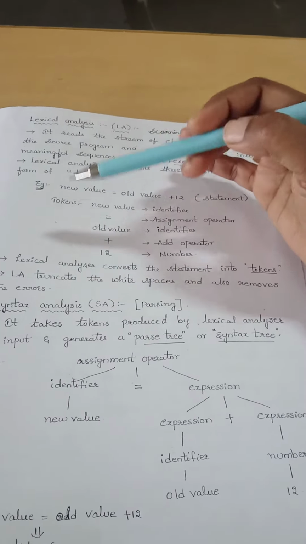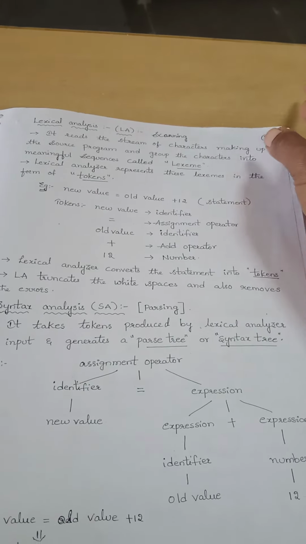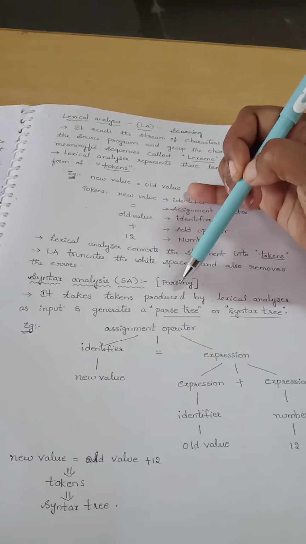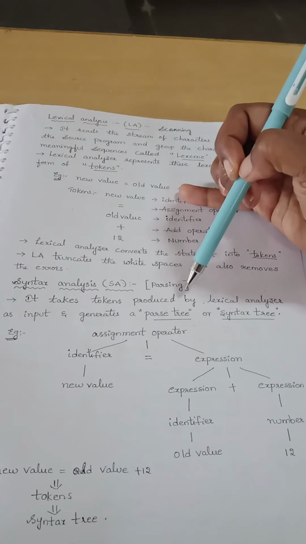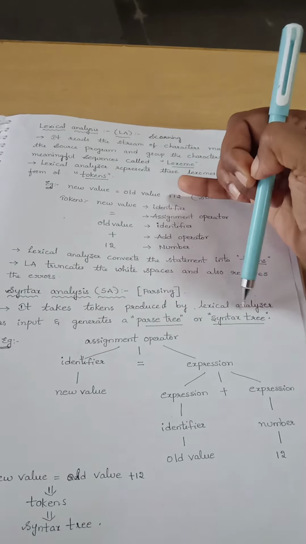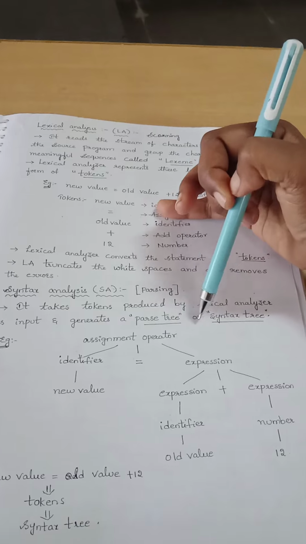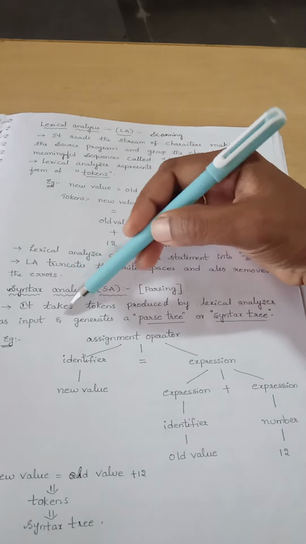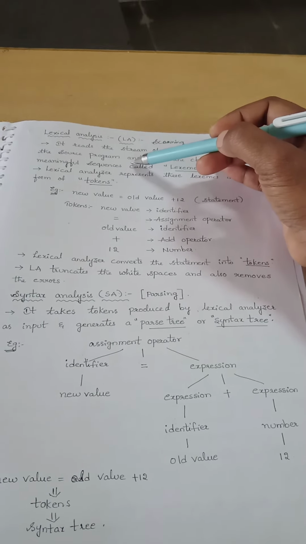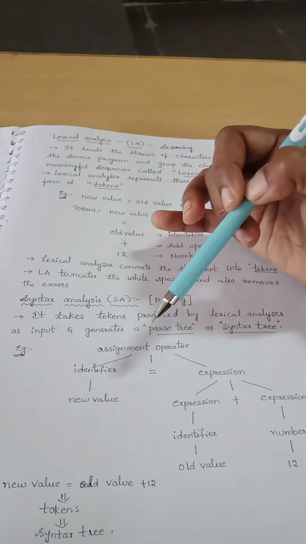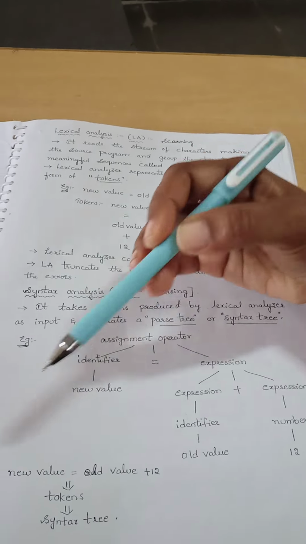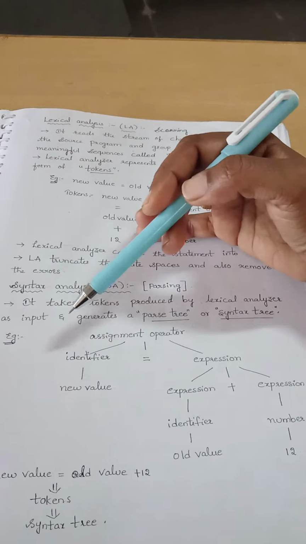This is the first phase of the compiler, and next we have syntax analysis. What is meant by syntax analysis? Syntax analysis is the phase that produces a parse tree. It takes the tokens produced by the lexical analysis as input and generates a parse tree or syntax tree. That means the tokens generated by the lexical analysis are converted into a tree-format structure, which we call a syntax tree. This is a representation of the syntax tree.